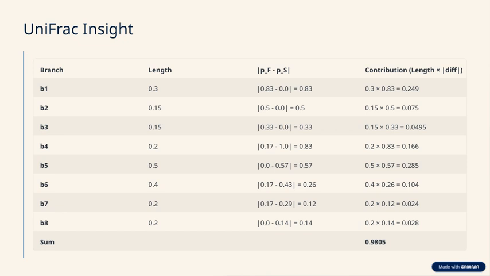The final sum of all these contributions gives us a total UniFrac distance of about 0.98, or 0.9805 to be precise. What this tells us is that certain branches contribute more heavily to the overall community difference, especially those with larger differences in proportional abundance and longer branch lengths. This kind of detailed breakdown helps us understand which parts of the phylogenetic tree are driving the differences between these microbial communities, providing valuable insight into microbial diversity and relatedness.